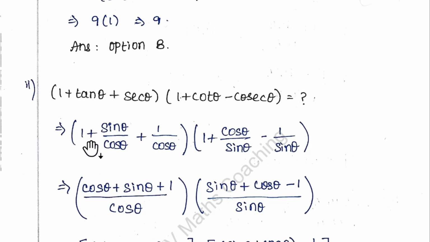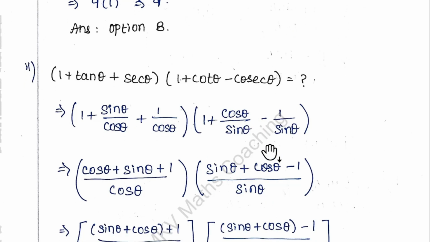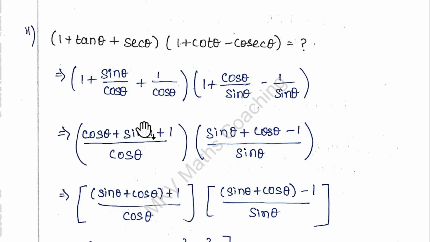Okay, so afterwards take an LCM. Cos is the LCM for this: cos theta plus sine theta plus 1. And take the LCM for sine theta plus cos theta minus 1. So can you write it like this, sine plus cos, right? I'm writing it in the same order: sine plus cos plus 1, sine plus cos minus 1, divided by cos and sine.